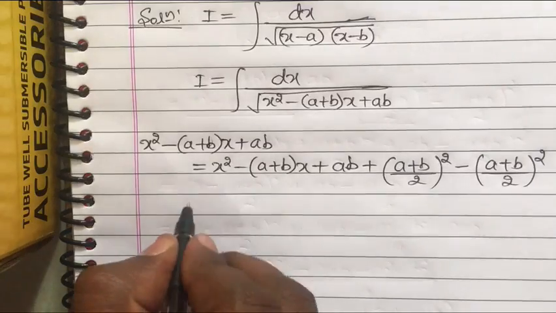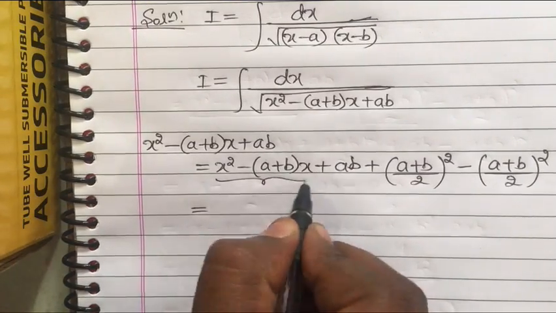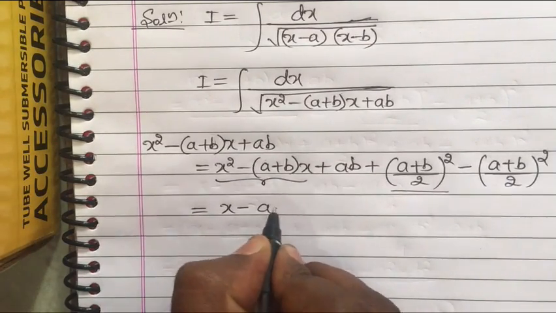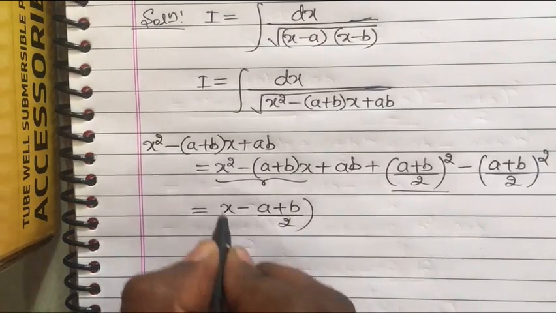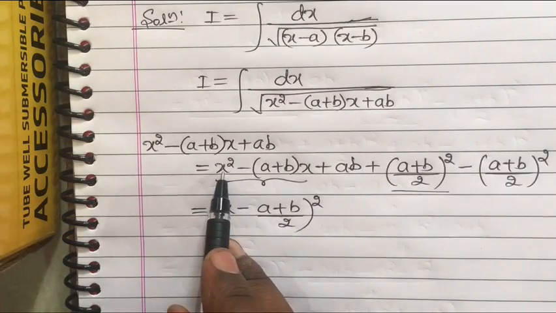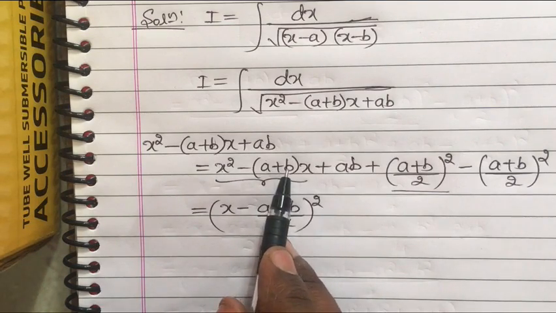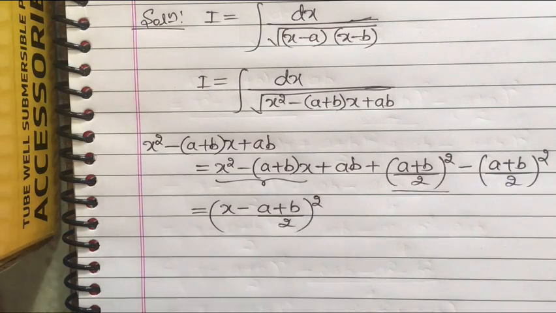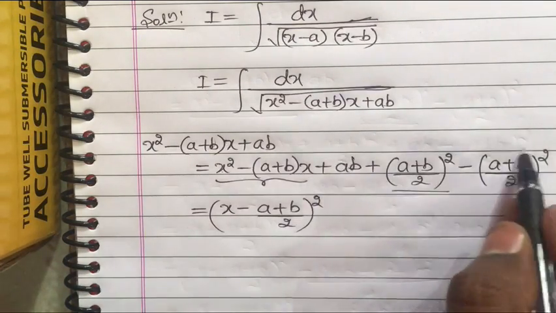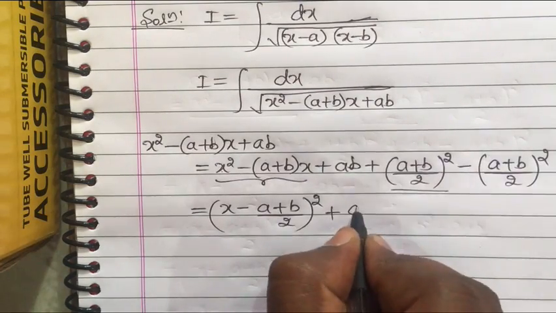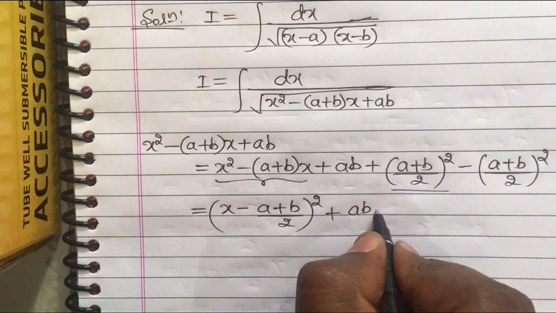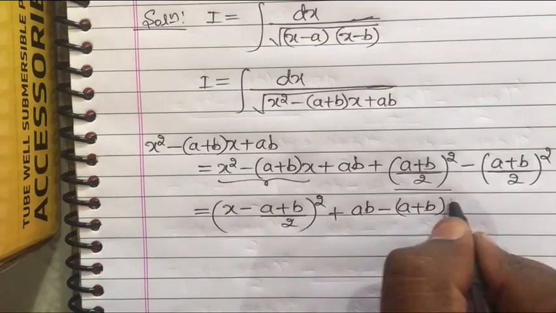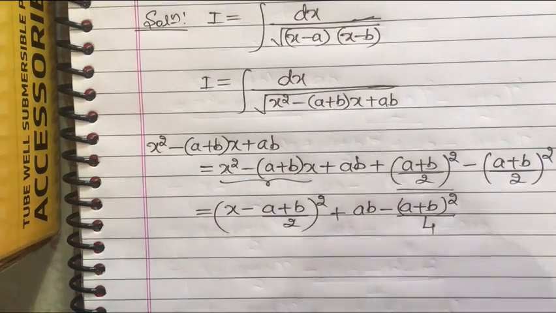Now, in the next step, these terms can be written as (x minus (a plus b) by 2) the whole square. See here, this is a square, and then minus 2ab plus b square. A square minus 2ab plus b square is nothing but (a minus b) the whole square. These terms must be written at the end: plus ab, and then minus (a plus b) the whole square divided by 2 square, which will be 4.